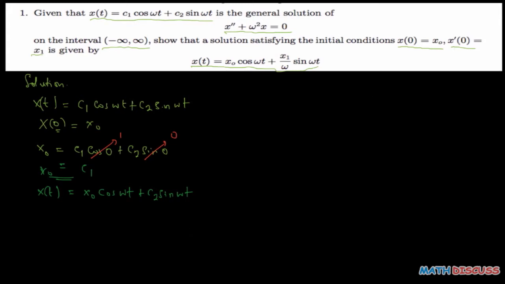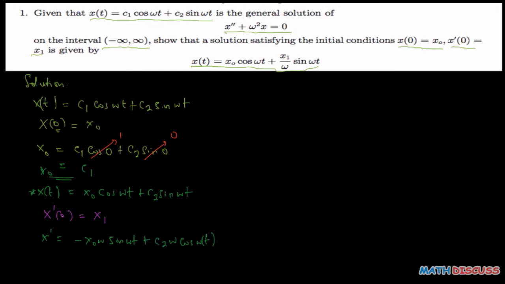Now the next initial condition is that we're given x prime of 0 equals x1. That simply implies that by the time we take the derivative and implement this initial condition, we should be able to find the next arbitrary constant. So let's find the derivative of x of t. Finding the derivative, we have x prime equals, since this is a constant, minus x naught omega sine omega t, then plus c2 omega cosine of omega t.